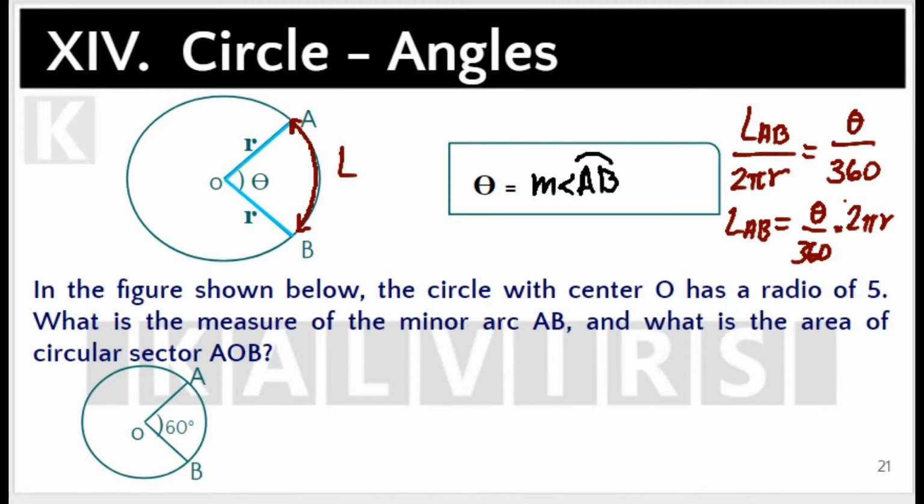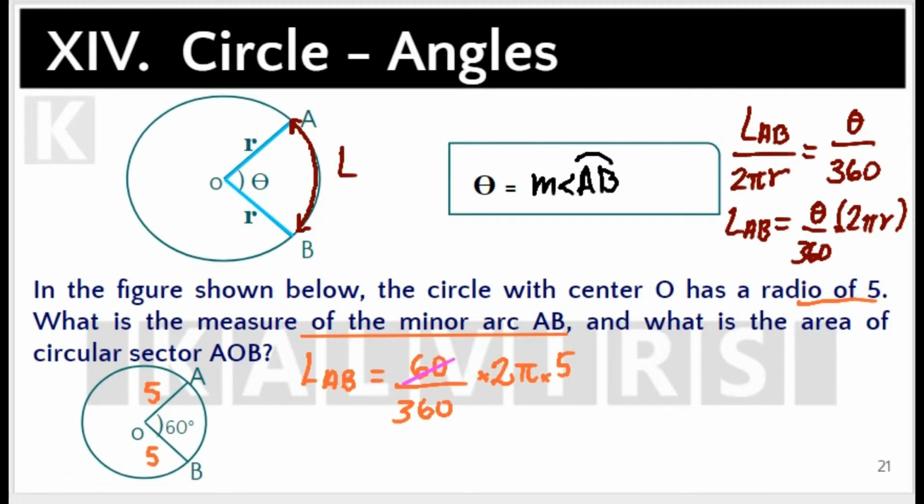Now, for the question shown below, the circle with center O has a radius 5. What is the measure of the minor arc AB, and what is the area of circular sector AOB? So, for the length of minor arc AB, we can use a formula. This is 60 degrees divided by 360 times the circumference of the circle. Remember that the radius is 5. Twice pi times the radius.